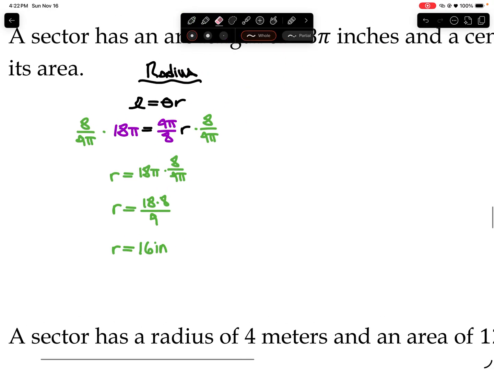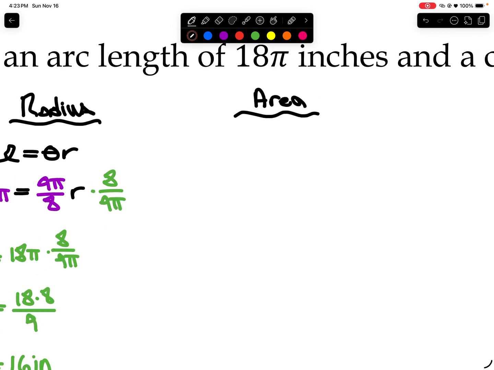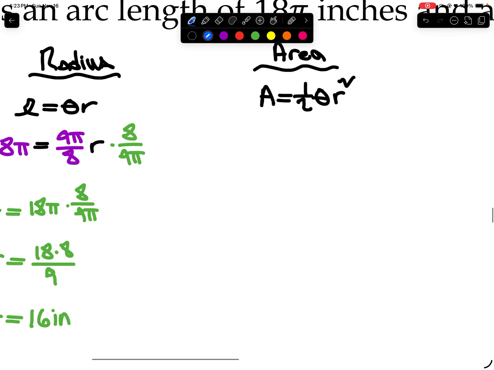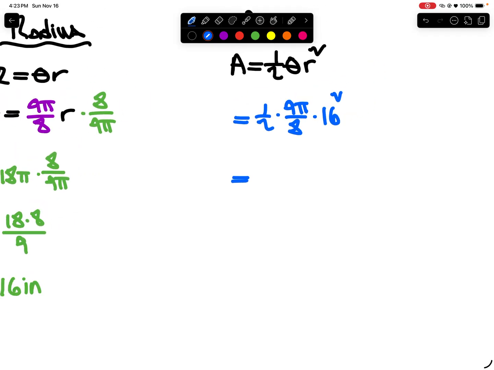So now that we have the radius, now I'm going to find the actual area of the sector. So the area, because I'm working in radians, I'm going to do 1/2 times the central angle times the radius squared. So with this one, I know we're going to have 1/2 times 9 pi over 8 times the radius squared, which is going to be 16 squared. So in this case, 16 squared is going to be 256, 256 divided by 2, but then times 9 pi over 8.